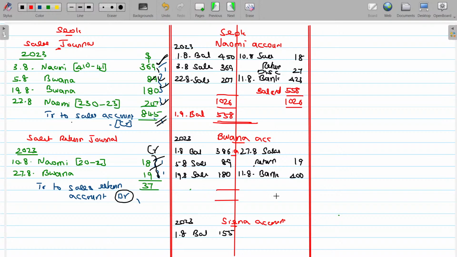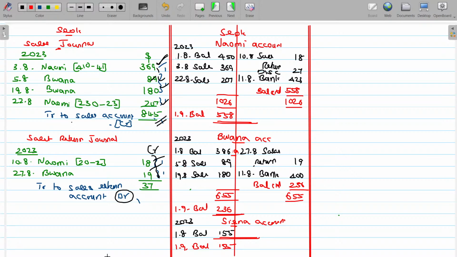In case of Buona, of course, not asked in the question, but I solved this. 386 plus 89 plus 180, the total being 655. And balancing figure being 236. Balance carried on. Write this as balance brought down for the next month, first date, 236. Sienna, we don't have any change, so this becomes a balance for the next period also. 155 remains as a balance for the next period.